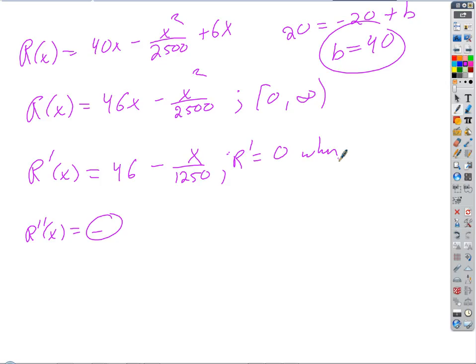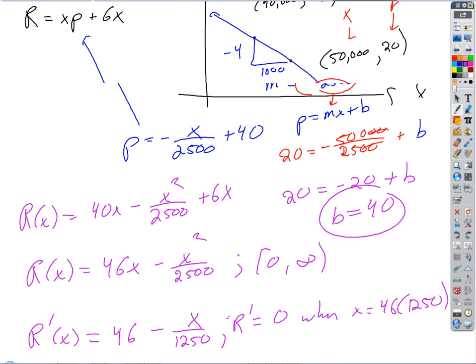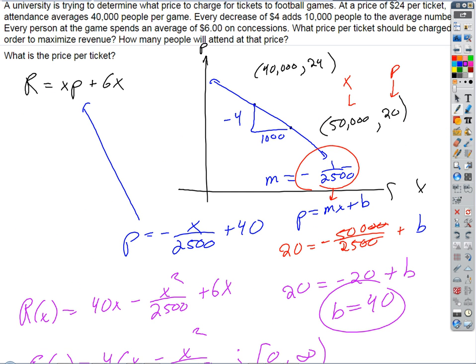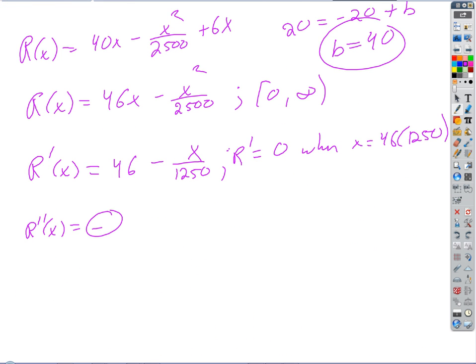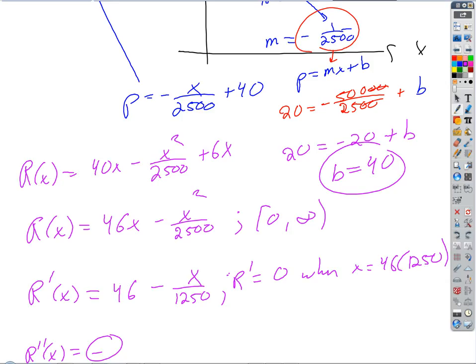Do we agree? Okay, and so that's going to be the value of X that maximizes revenue. And that's what they're asking for first, I think. They want price, okay, actually, we answered the second one first. How many people will attend at that price? That many. If I want to know what the price would be corresponding to that attendance, where do I go? Yeah, right there.